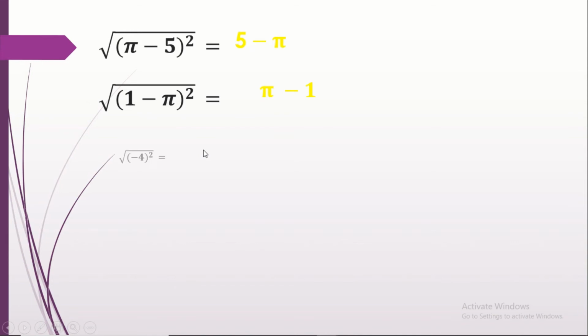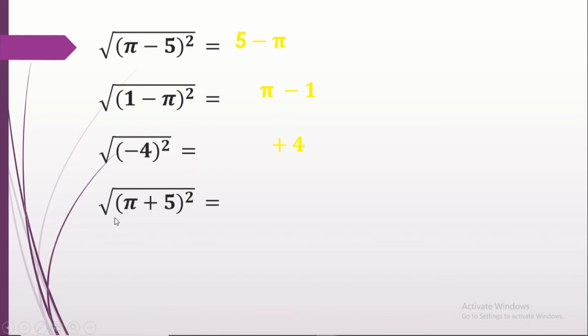We reverse them. Radical minus 4 all square. Well, square should cancel the radical, but can we write it minus 4? Sure not. The answer of a radical should be positive, so it will be plus 4. Another example, radical pi plus 5 all square. Here square cancels radical. What about pi plus 5? We don't have minus to check, greater minus smaller. Here we have plus. Pi plus 5 is positive itself, so we can write it directly pi plus 5.